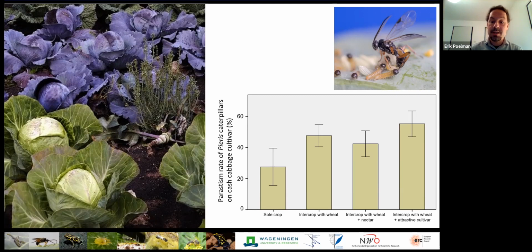And what you see here in the comparison that we made was to compare a monoculture sole crop with an intercropping of these cabbages with wheat, intercropping with wheat and a nectar source, or intercropping with also an attractive cultivar. And there we see that if you add the attractive cultivar, we can increase a little bit the attractiveness of that entire strip to parasitoids. So we could increase biocontrol in these type of systems.